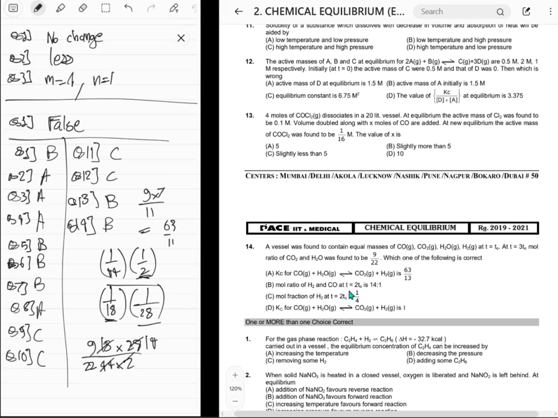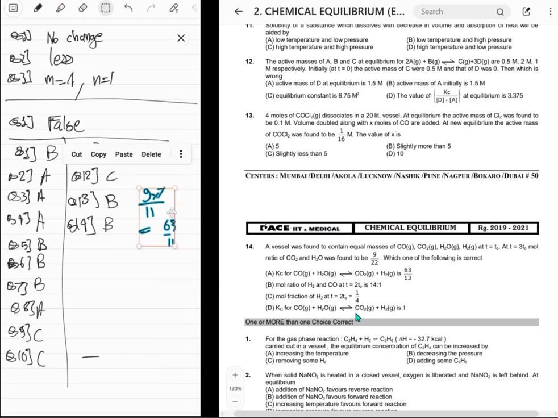Okay, let's go for C as well. Mole fraction of H2 at T naught is mole fraction 1 upon 4. I'm not going to do that. Kc for this thing is 1. Well, definitely not. So I'm just going to assume B is the only correct option. And it is, in fact. This was the only correct option for question 6.